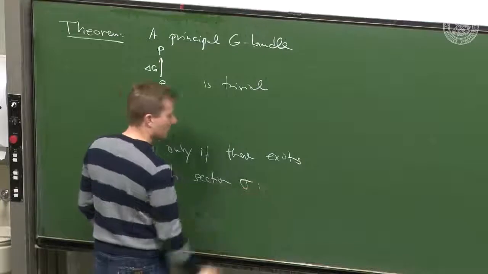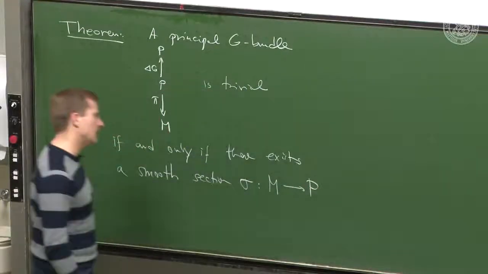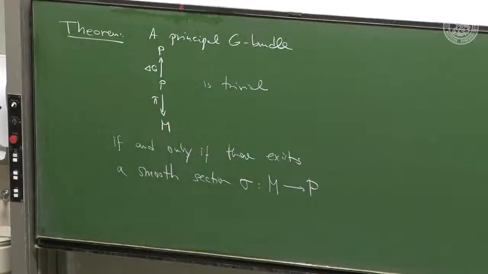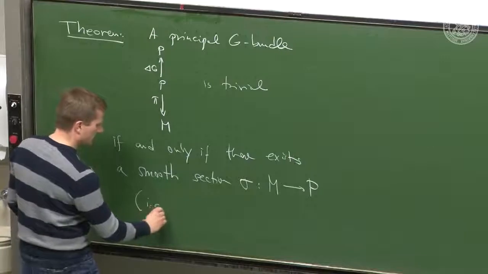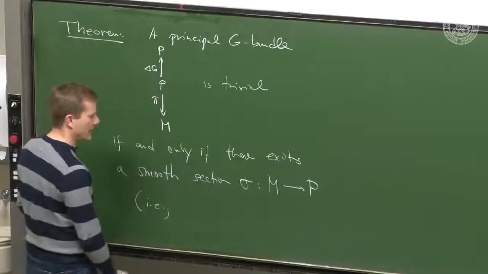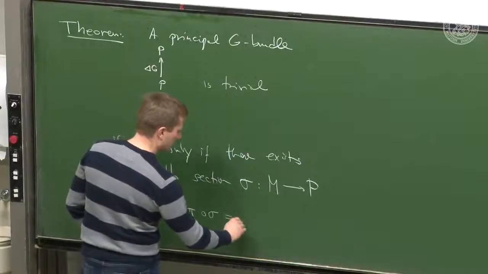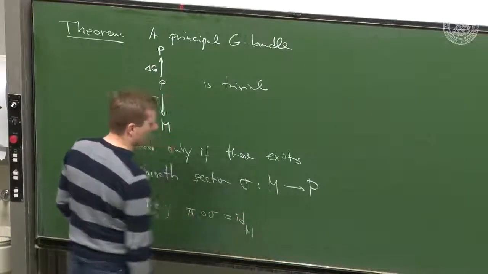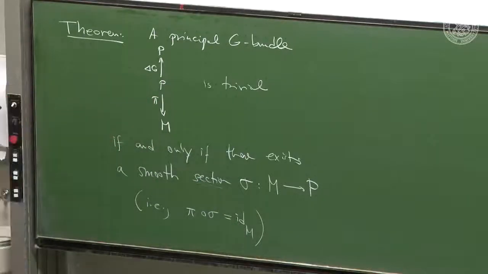sigma of the bundle. You recall that a smooth section is a map from the base space back into the total space, for which we have that pi after sigma reproduces the identity on M. That was just what section meant. And the principal G bundle is trivial if and only if there exists a smooth section.